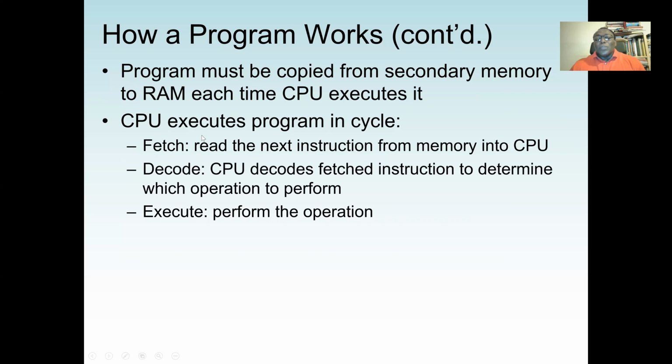And normally we have what we call the CPU execution cycle. So the first is we have to fetch the data. Fetch means read the next instruction from memory, that's the RAM, into the CPU. Then we have to decode it. Decode means, as we know, the CPU has its own instruction set. Many computer platforms have different types of CPU instruction sets. So the CPU will decode the fetched instruction to determine which operation to perform. After that, it's going to do the execution, which is to perform the operation. So we always use the term machine cycle or CPU execution cycle. Normally, fetch, decode, execute, fetch, decode, execute.